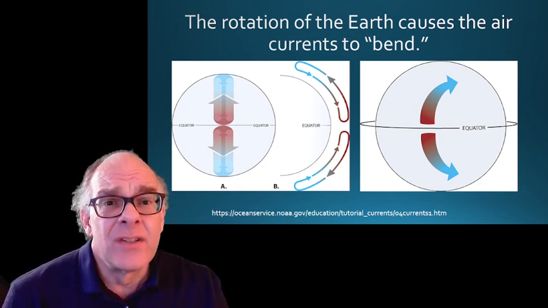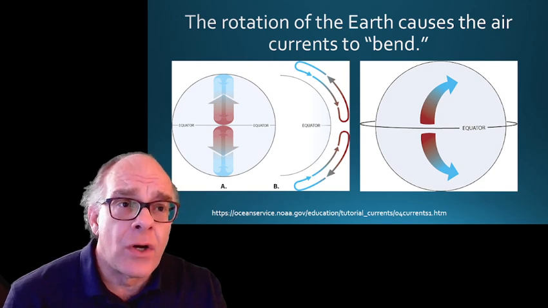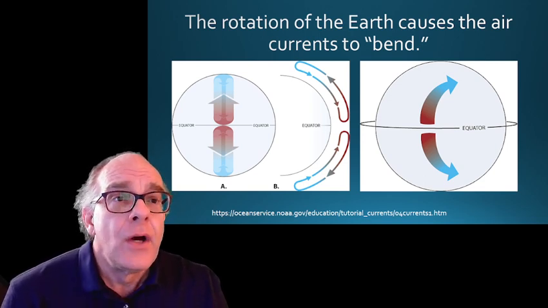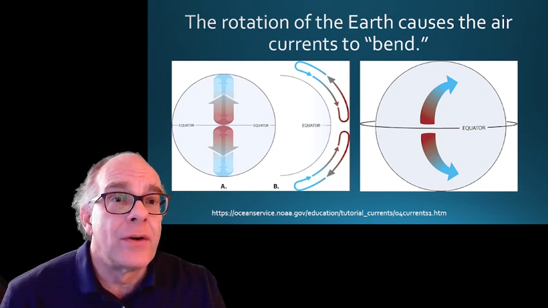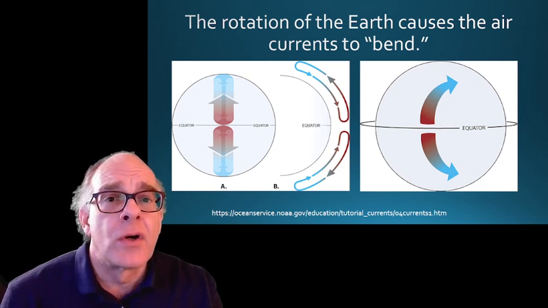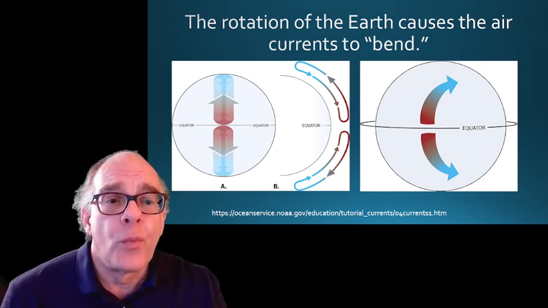Now, the sun isn't moving. It's actually the Earth that is turning. And as the Earth is turning in relationship to the sun, we're going to bend those static currents we've got here. We're going to bend them. And that bending is going to cause more global wind patterns.